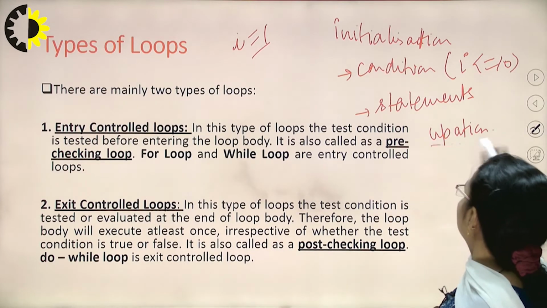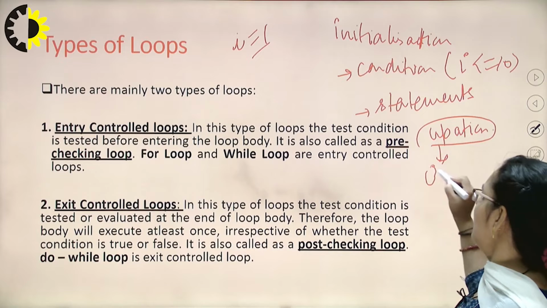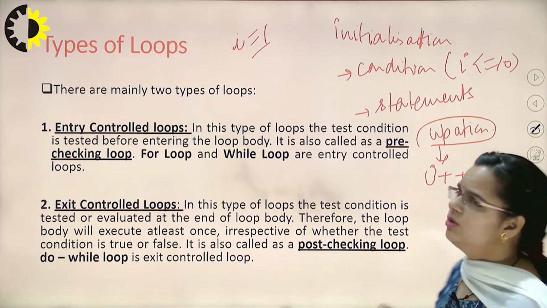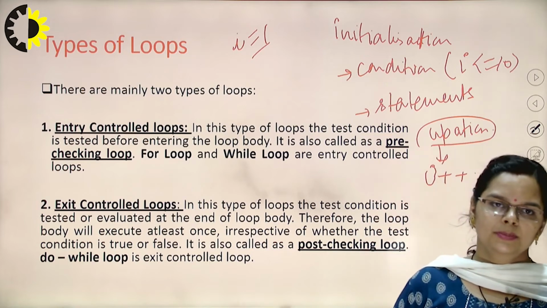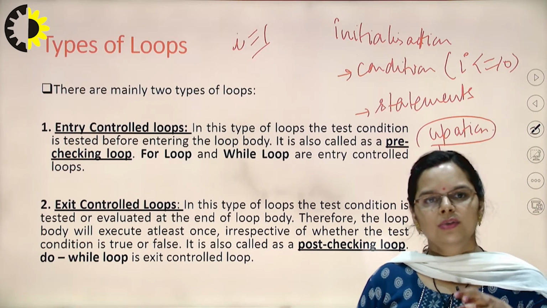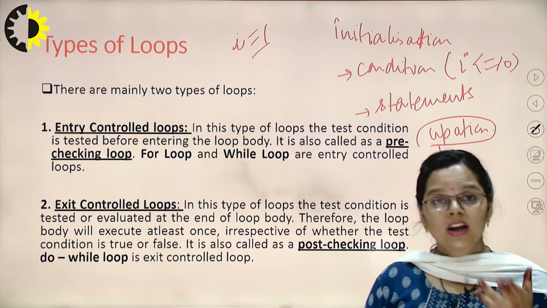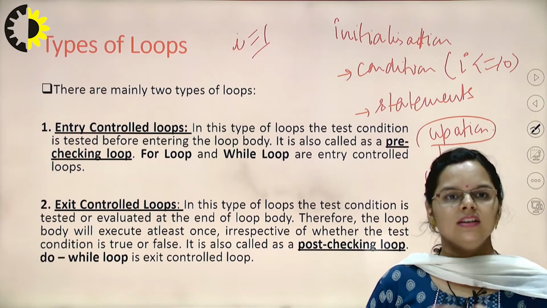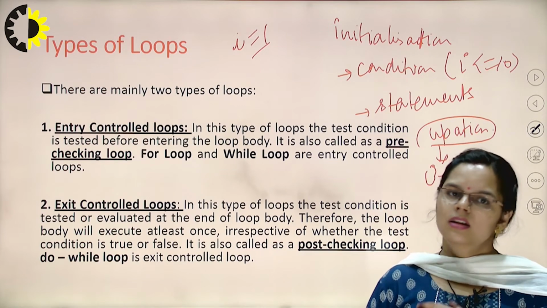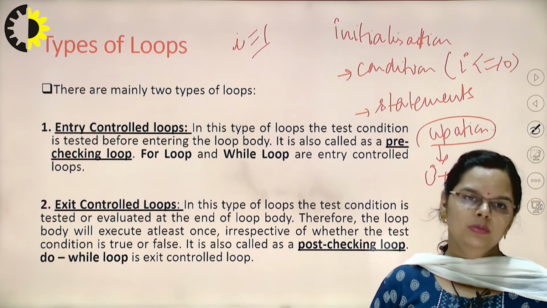After that, the updation of the counter variable. The very next time, I would become I plus plus. So here the counter variable would be updated. In an entry control loop, what we are doing is pre-checking. Before entering the loop, first of all the condition is checked, and after that the statements would be executed and the counter variable would be updated.